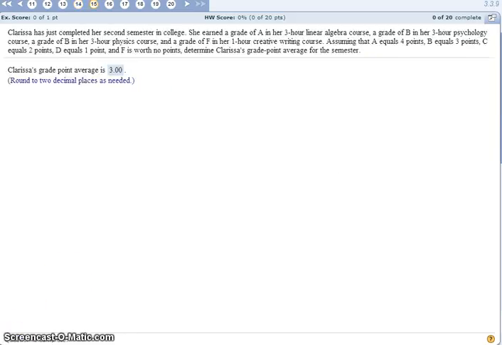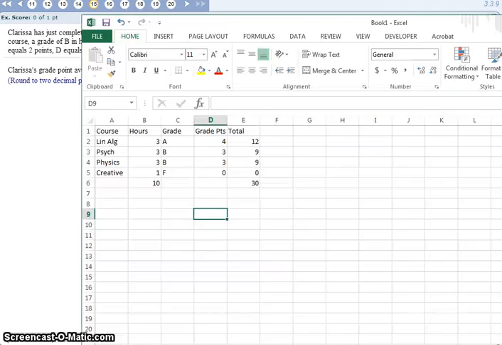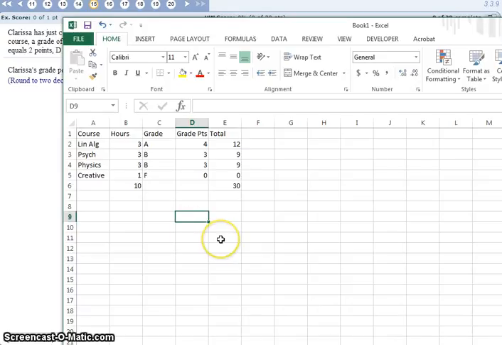That's number 14. Number 15, we're doing a weighted average based on Clarissa's grades. So you make a little table of it in Excel to help keep track. Her courses, how many hours they're worth, and then I just summed up how many total hours she has. The problem tells you what grade she gets and how many grade points. An A's worth 4, a B's worth 3, and so on, and F's worth 0.